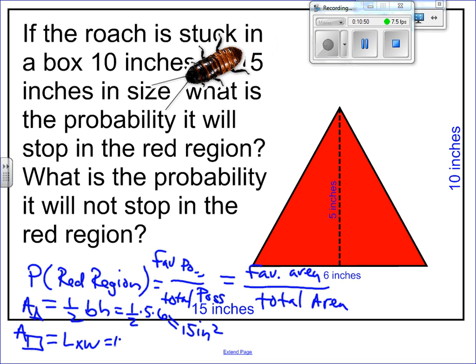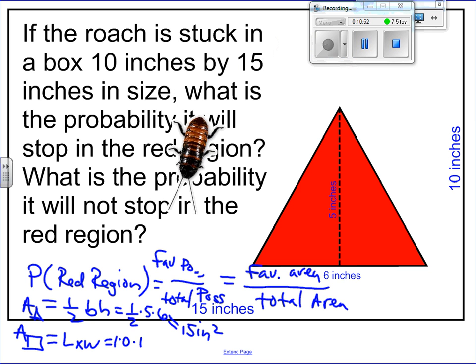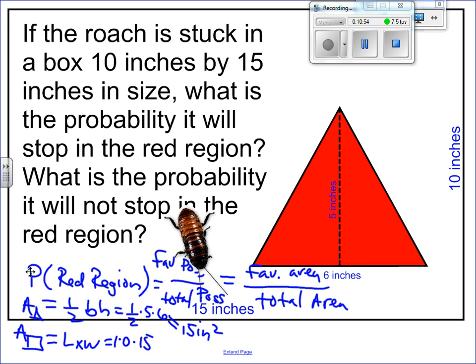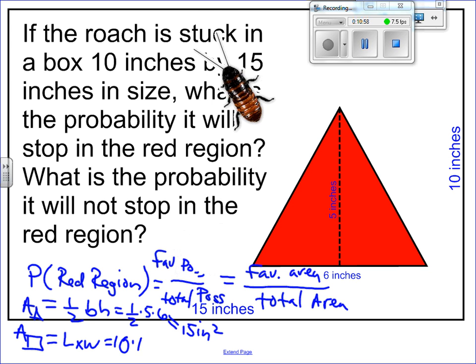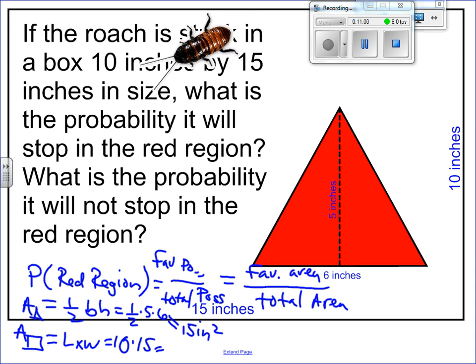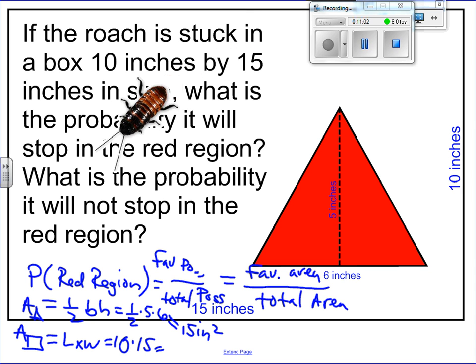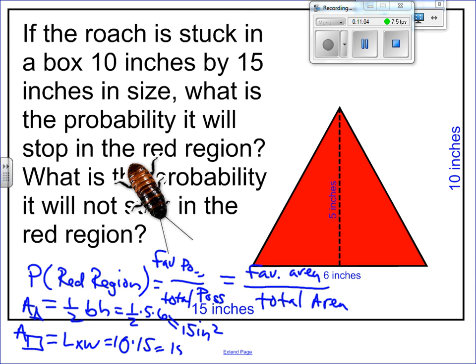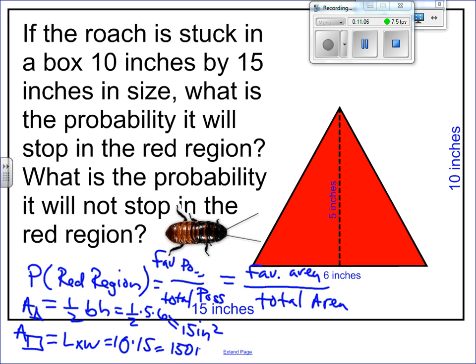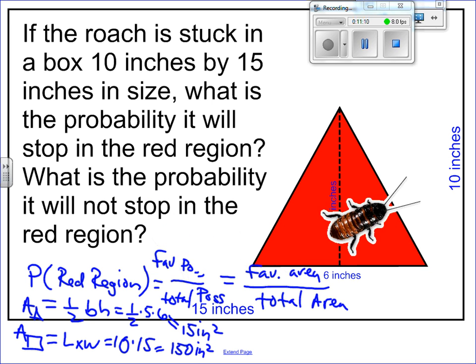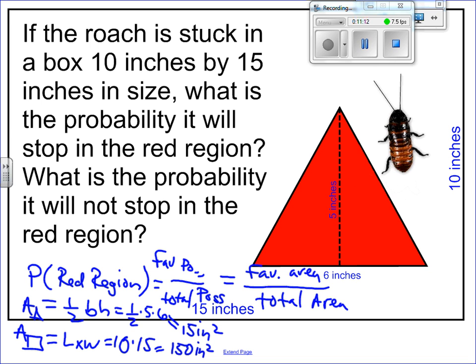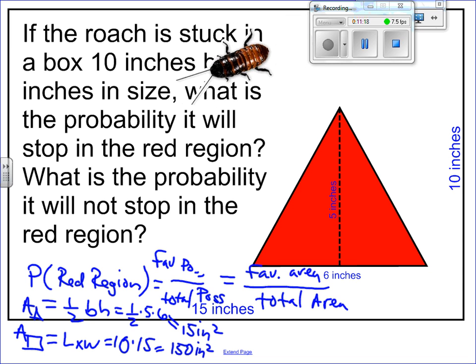And so how many inches square do we get on that? 150 inches square. Okay, 150 inches square. All right. Now, back to the concept of probability. And this is the fundamental probability formula or ratio. It's always the favorable over possible, or in our case, we're talking about area, so favorable area divided by the total area.